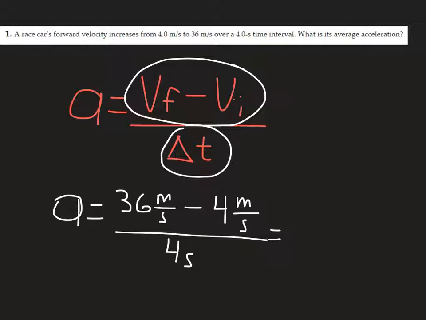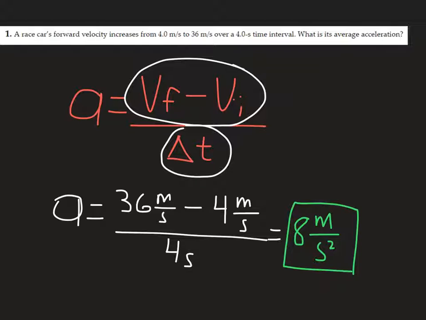So the result for this is equal to 8 meters per square second, because it's changing 8 meters per second each second. This is how you calculate acceleration. It's easy. You only need a final velocity, the initial velocity, and a time interval.